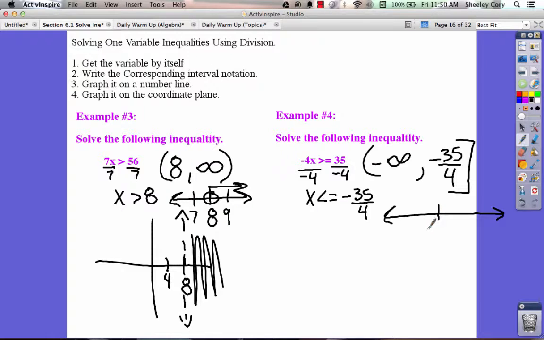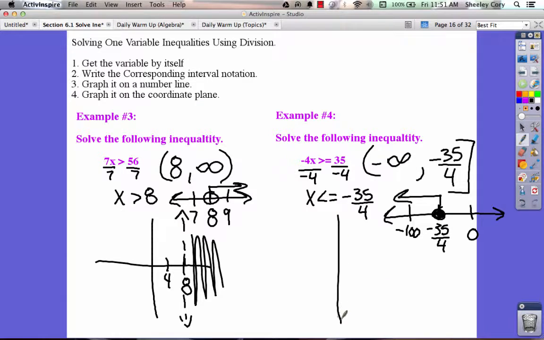So negative 35 over 4. Just to make this easy, I know 35 divided by 4 is going to be close to 9. I'm just going to put something out here like negative 100, just to be sure that this number is smaller. And I'm going to put 0 out here just to be sure this number is bigger. Open or closed dot here, we're going to go with a closed dot because it could be equal. And x is less than, so we're going to shade toward the negative 100.